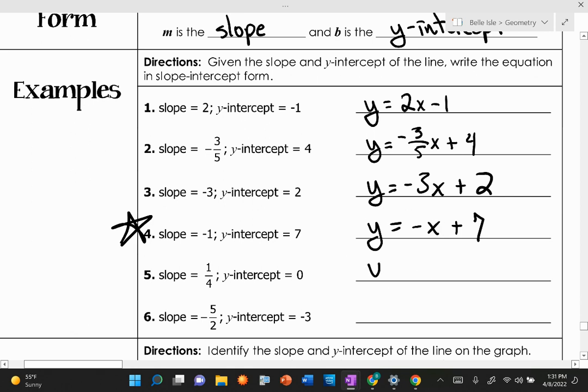Number 5, y equals 1 over 4x with what is our y-intercept? 0. So do not put plus 0. Do we all know that 0 is no value? Yes. So we don't need to put anything there. And if you were to see a question like this on a state test, they will never put plus 0 on there. It'll just be 1/4 x. And then the last one, y equals 5 halves x minus 3.